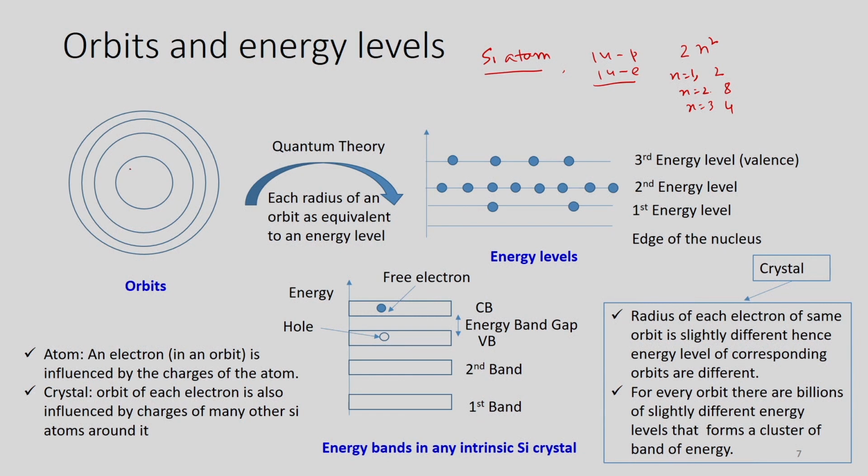If we consider this the silicon nucleus, you have 14 protons, and in the first orbit we will have 2 electrons, and in the second orbit we will have 8 electrons: 1, 2, 3, 4, then 5, 6, 7, 8. In the valence orbit we will have 4 electrons: 1, 2, 3, 4. So, this is the first orbit, this is the second orbit, and this is the third orbit, or valence orbit.